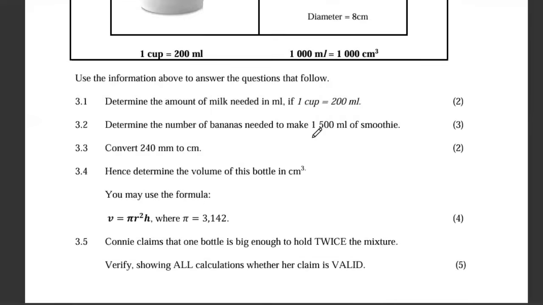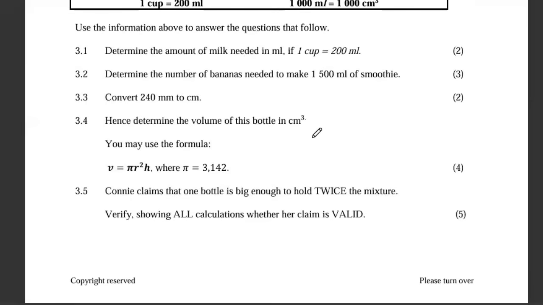Okay, let's go straight to the questions. What do they want us to do? Use the information above to answer the questions that follow. Determine the amount of milk needed in milliliters if 1 cup equals 200 ml. Remember they said 1 and 2/3 of milk. So it will be 200 what? Mils. This is a mixed fraction, becoming 5 out of 3 times 200.